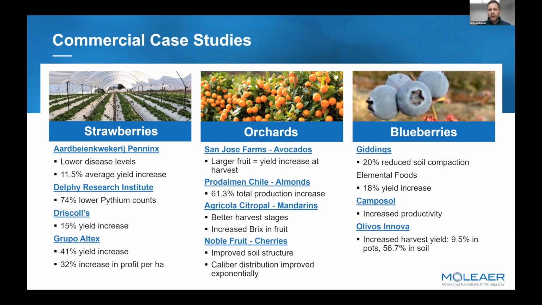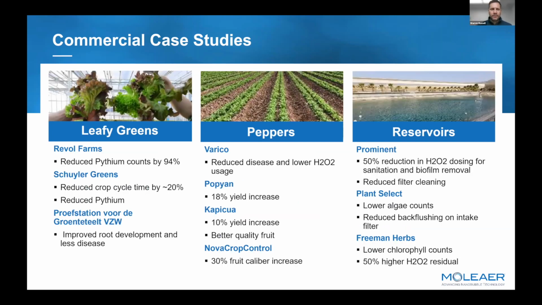In the case of blueberries, we're doing a large body of work down in Peru and Chile, working with companies like Camposol, one of the largest producers in the world. These are now in the second and third seasons of commercial systems in the field, producing consistent results in yield improvement and caliber size improvement.